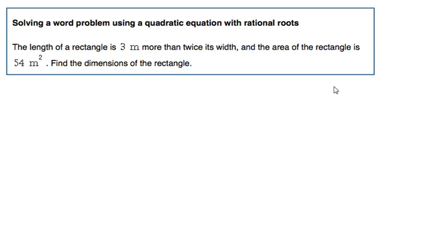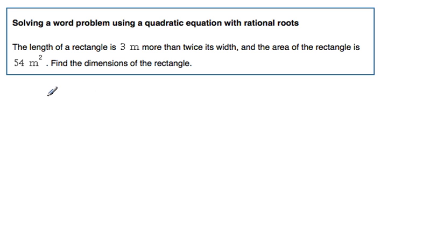Okay, this problem is from Module 8, and we're going to solve a word problem using quadratic equation with rational roots. The problem states that the length of a rectangle is 3 meters more than twice its width, and the area of the rectangle is 54 meters squared. Find the dimensions of the rectangle.